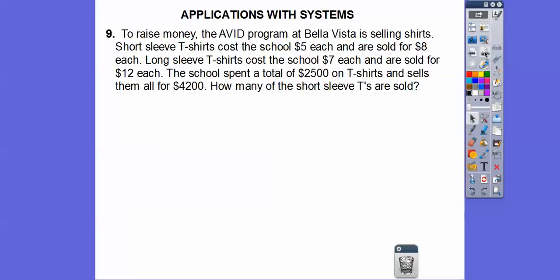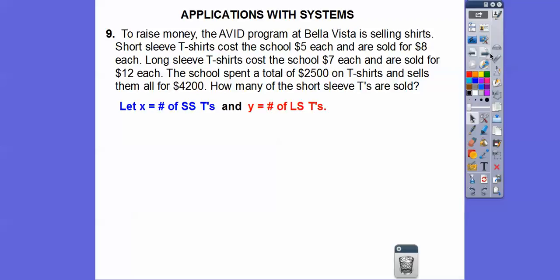So to raise money, the Avid program at Bella Vista is selling shirts. Short sleeve t-shirts cost the school $5 each and are sold for $8. Long sleeve t-shirts cost the school $7 each and are sold for $12. So the school spends a total of $2,500. Remember, it cost them this much for short sleeve and this much for long sleeve, and then they sold them all for $4,200. Well, this is how much they sold the short sleeve, and this is how much they sold the long sleeve.